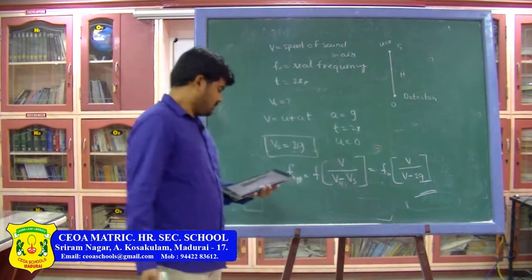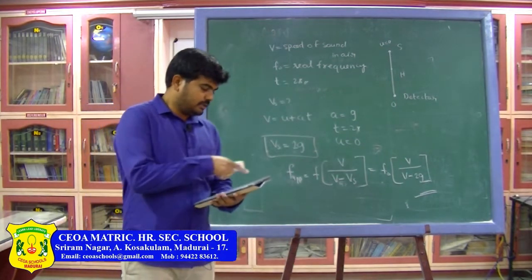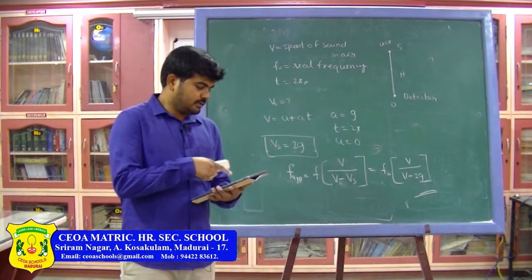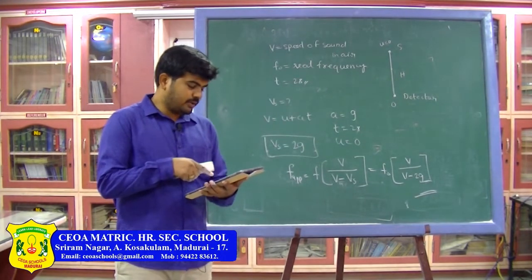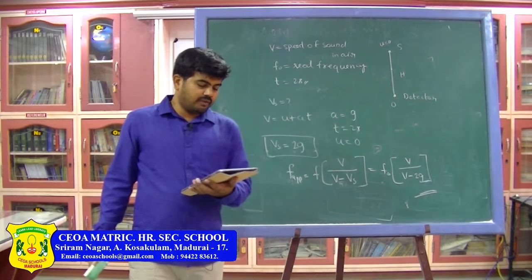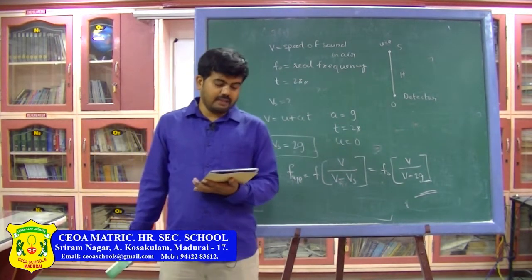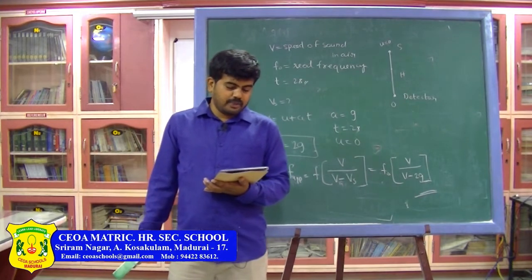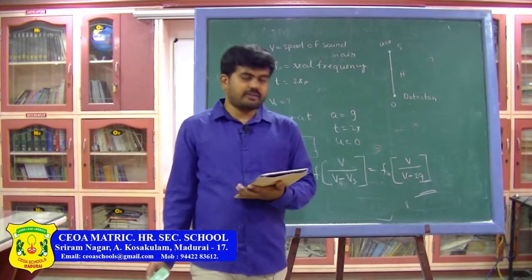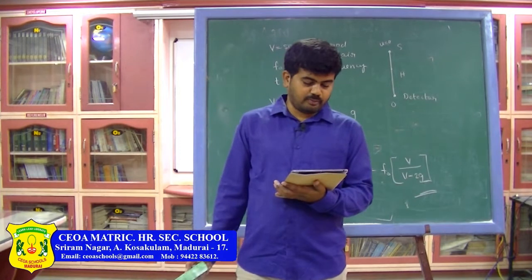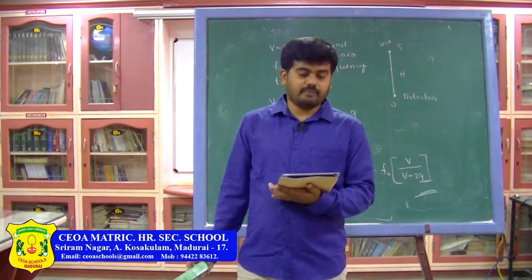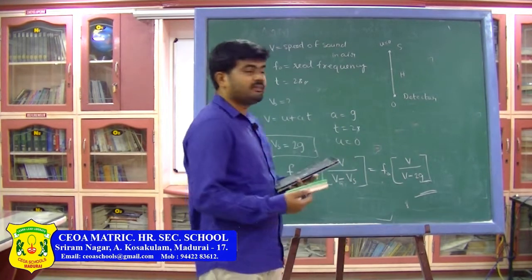Next question is related to beats. Now let me read out the question. The fundamental frequency of a sonometer wire of length L is f naught. A bridge is now introduced at a distance of delta L from the center of the wire. Here delta L is given very much less than L.